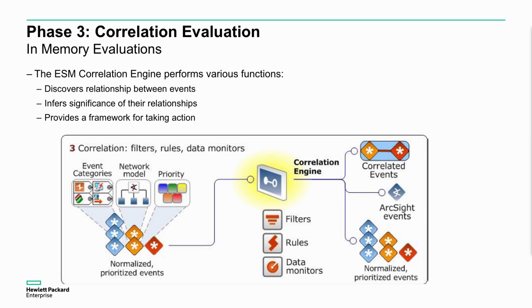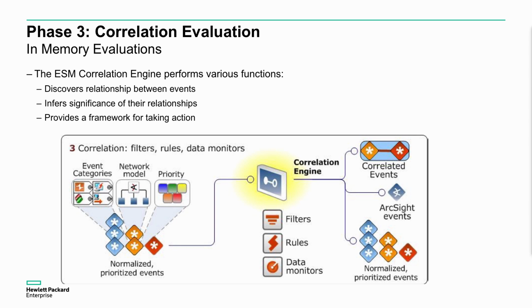So now we get to phase 3, which is the correlation evaluation. We're doing this in memory, and it's critical to understand that this is occurring as we're processing the data, as it's in the memory itself. So this is not done through searches, it's not done through any database queries or anything. What we're doing here is discovering the relationship between the events, and we're trying to infer the significance of those relationships. Frequency, process, sequence, and this provides us with a framework to take an action.